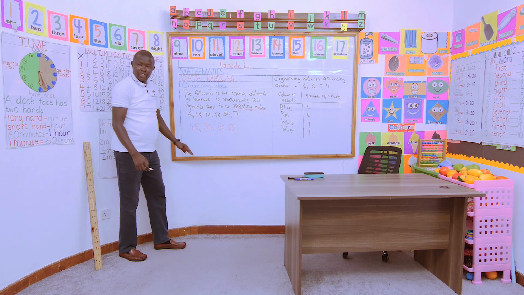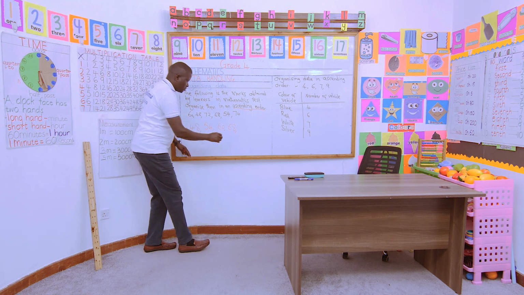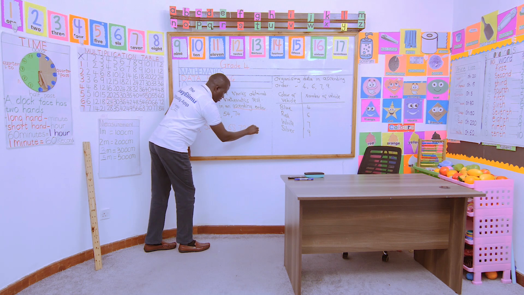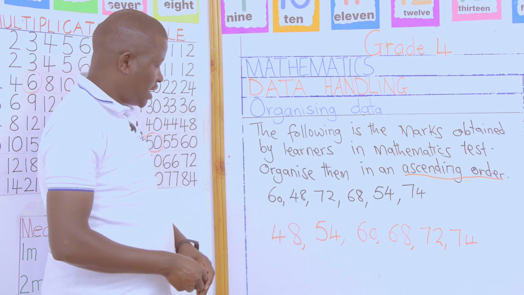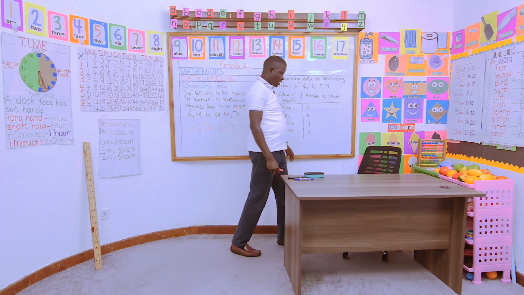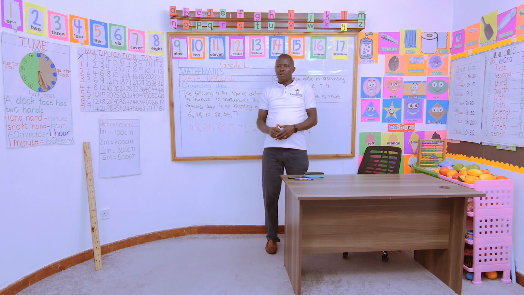68 is followed by 72. And lastly is 74. We have now organized our data from smallest all the way to the largest. And this we call ascending order.